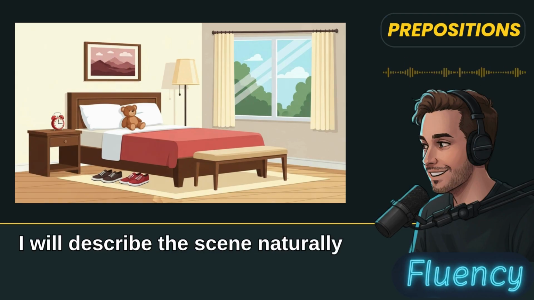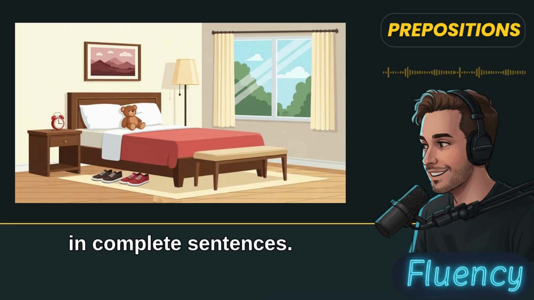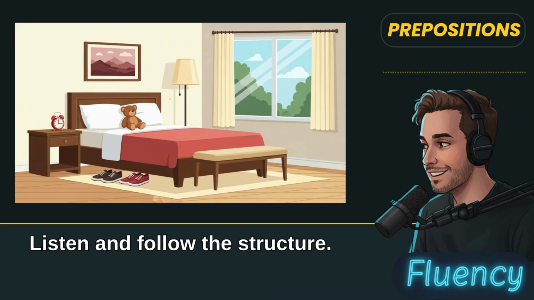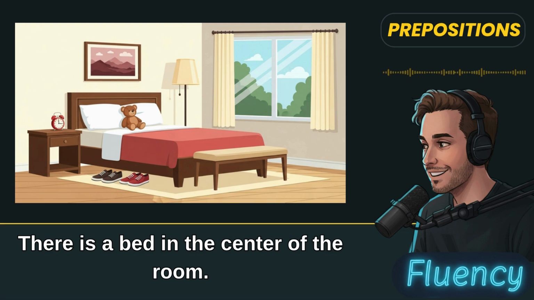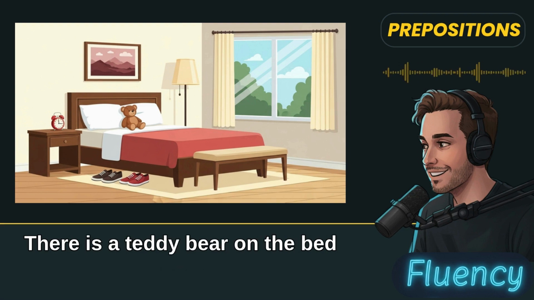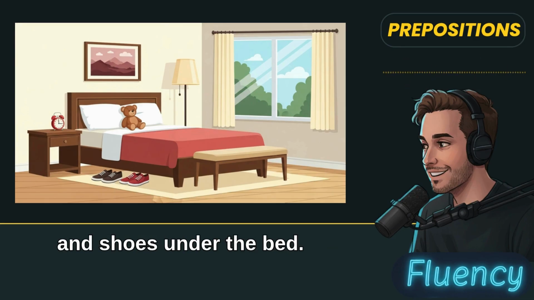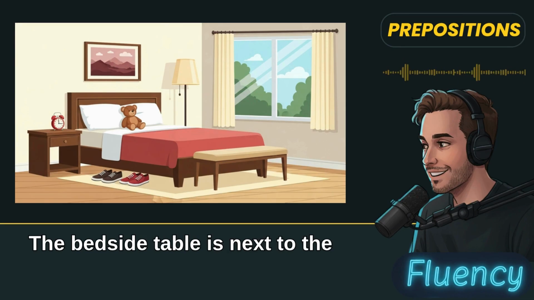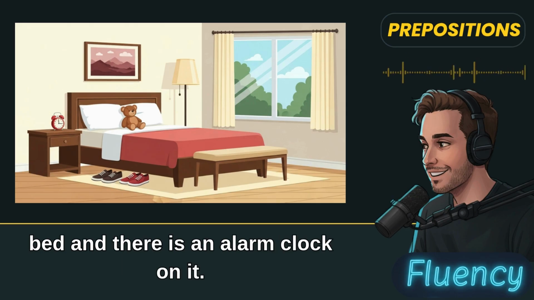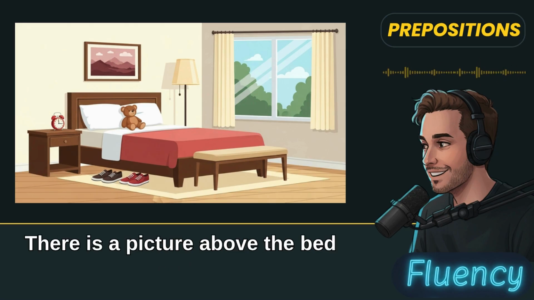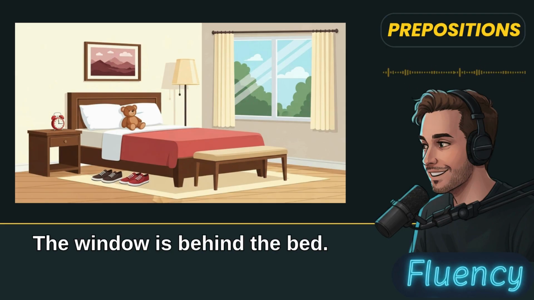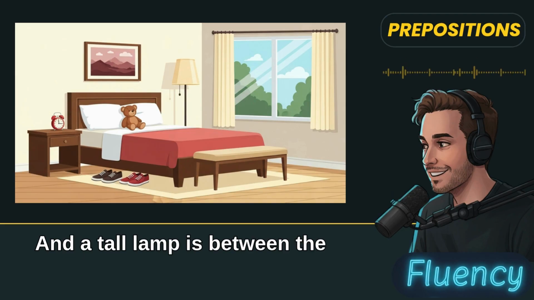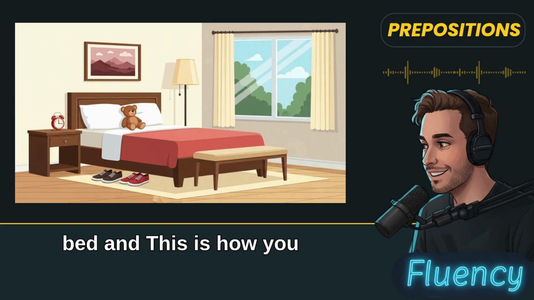Now I will describe the scene naturally in complete sentences. Listen and follow the structure. This is a bedroom. There is a bed in the center of the room. There is a teddy bear on the bed and shoes under the bed. The bedside table is next to the bed, and there is an alarm clock on it. There is a picture above the bed and a bench in front of it. The window is behind the bed, and a tall lamp is between the bed and the window.